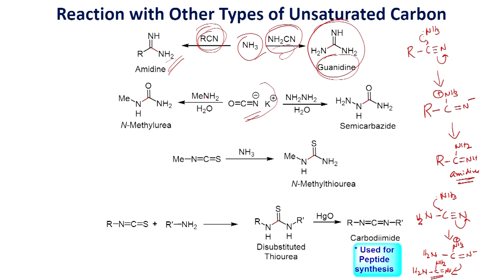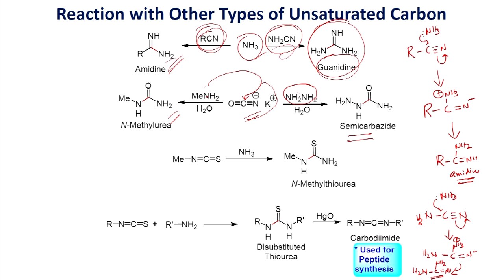And here, as we have seen, it can readily undergo addition with this electrophilic carbon, then you will be able to form methyl urea as the product. On the other hand, if you use this hydrazine, as here, this also can readily undergo addition reaction, then you will be able to form semicarbazide as the product.